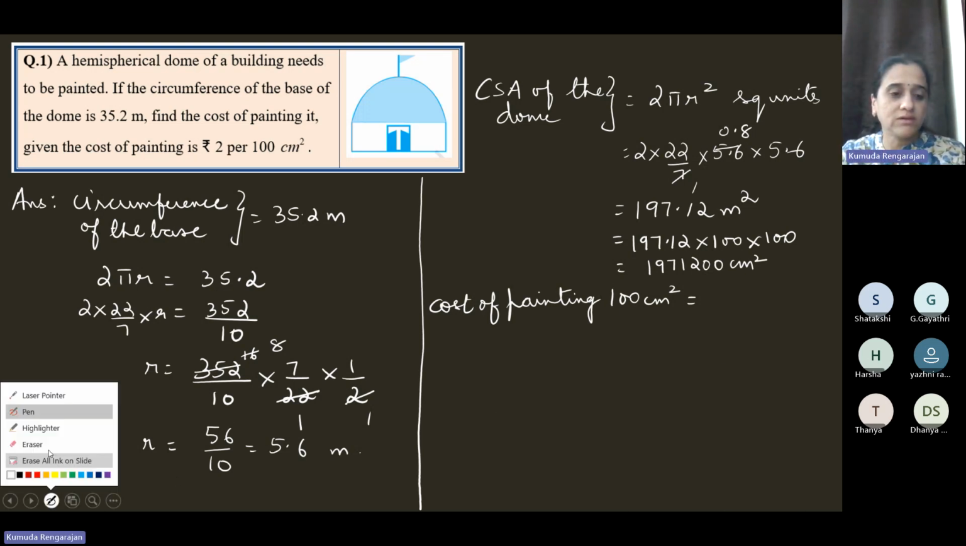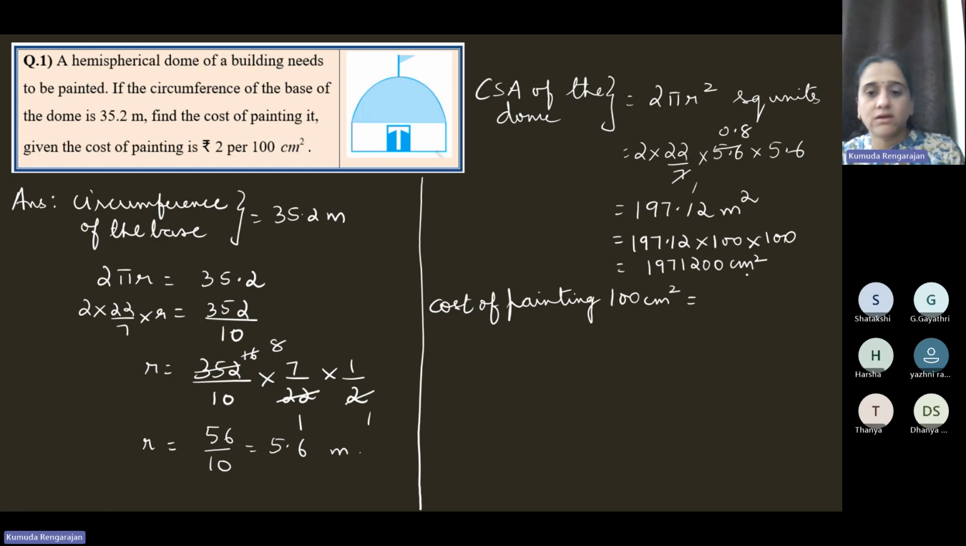The cost of painting 100 centimeter square is 2 rupees. So the cost of painting 1 centimeter square is rupees 2 by 100.